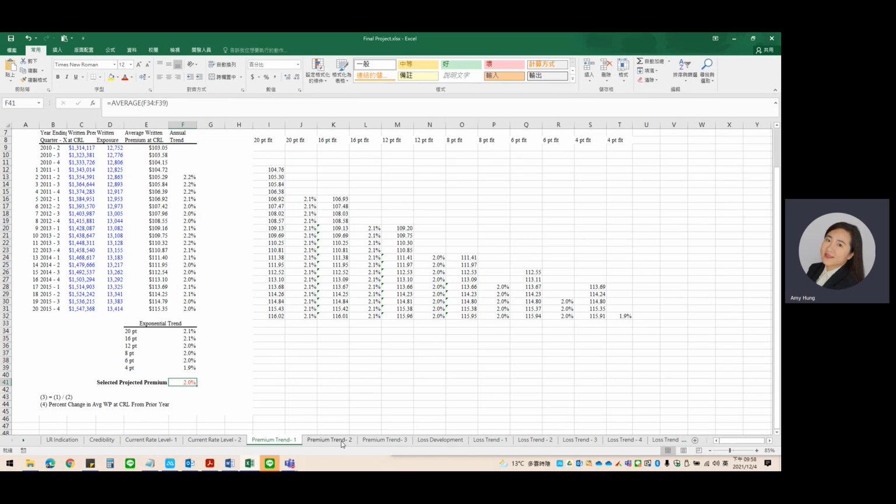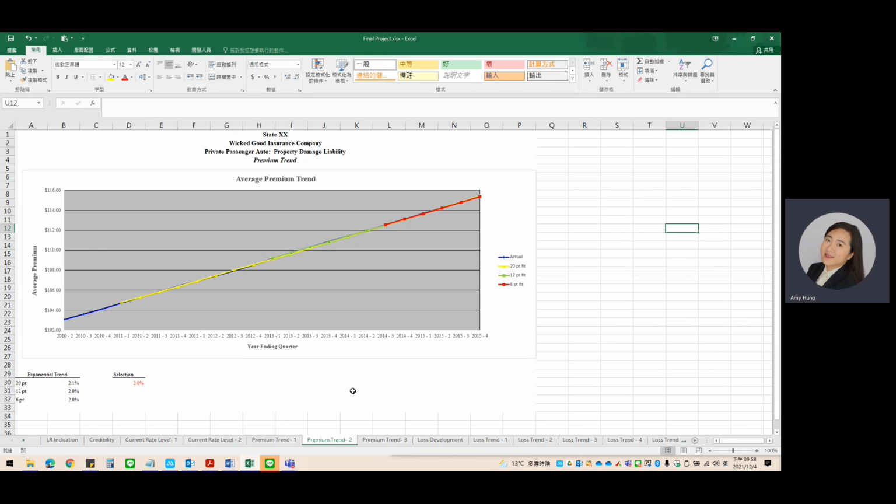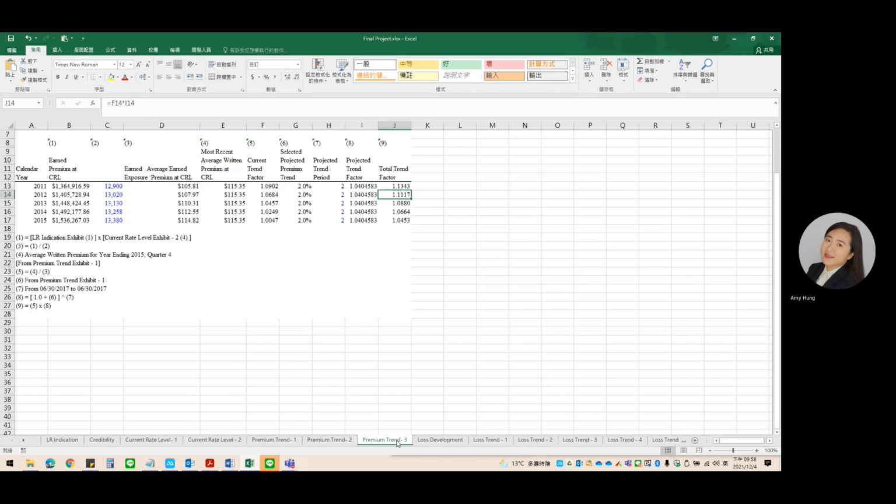Okay. Here is the graph under different points of exponential trend. We can observe that this is linear. This sheet used the current trend factor as the selected projected premium trend to get the total trend factor. This one.